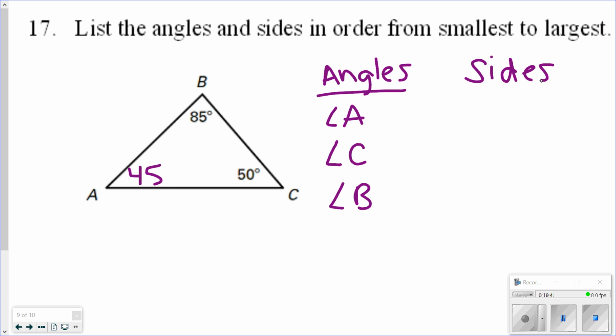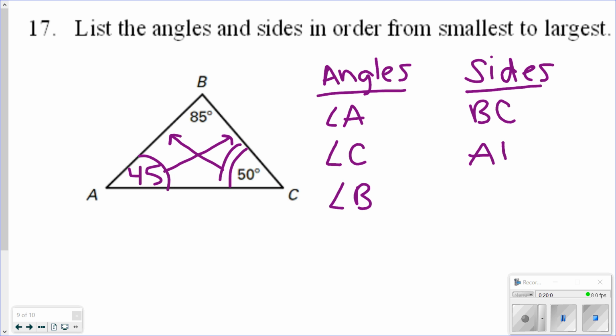Now let's look at the sides. Angle A is our smallest angle, and opposite of angle A would be side BC, so that is the shortest side. Angle C is our medium size angle. If I look across there, I get AB, so that's going to be our medium size side length. And finally, angle B is our largest angle measure, which means AC is our longest side.